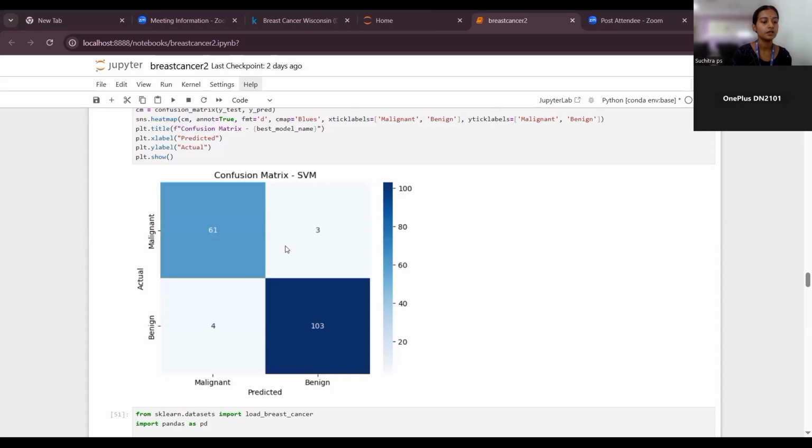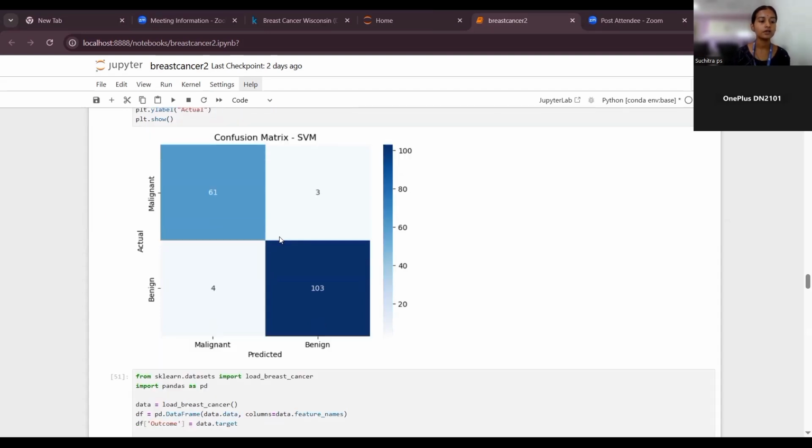Here we can see 61 malignant cases correctly predicted as malignant, and that is a true positive, and 3 malignant cases incorrectly predicted as benign, that is a false negative. And then here we can see four benign cases incorrectly predicted as malignant, and that is a false positive. And then 103 benign cases correctly predicted as benign, and this is a true negative.